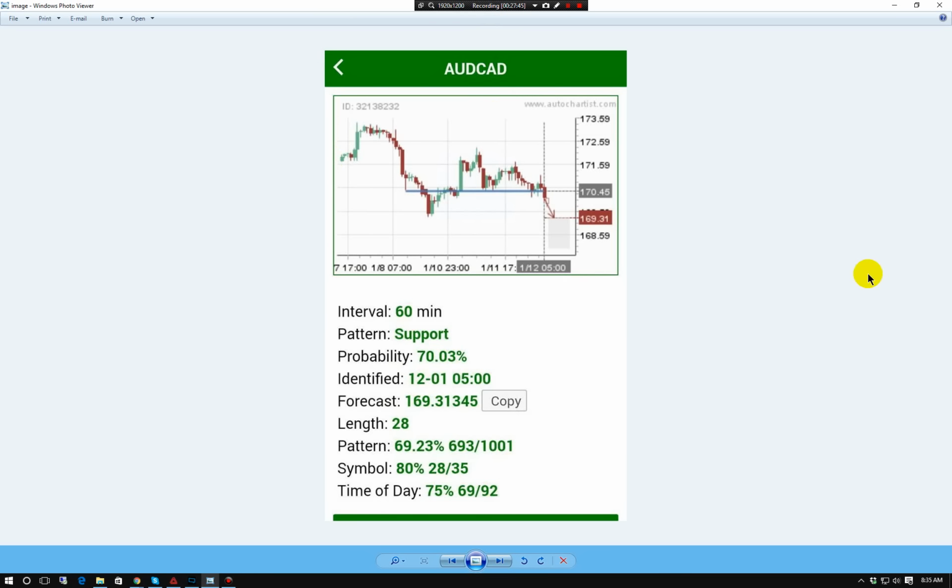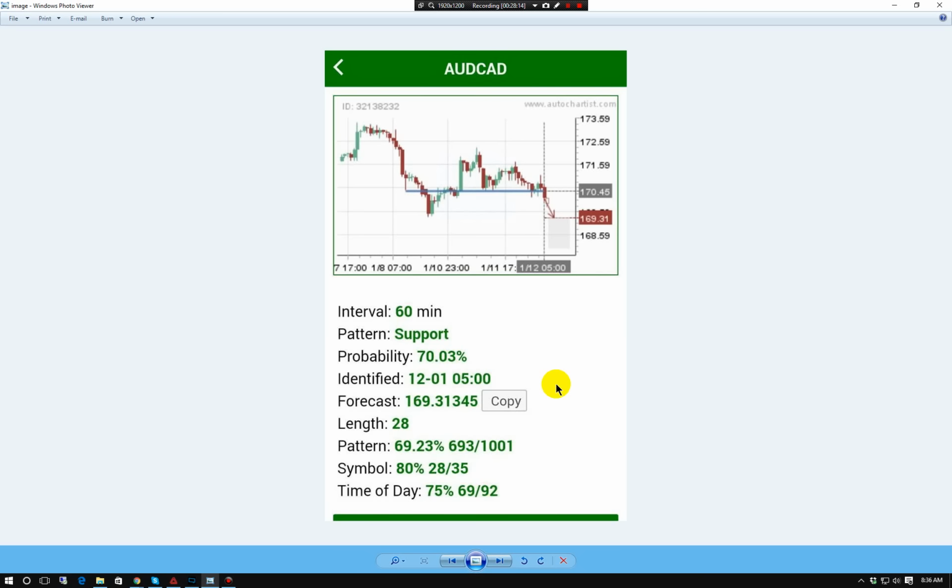I like the way they finally put it all together here, because you have the chart. It tells you what had happened. It's a support pattern, meaning a support was broken, and they think price is going to move down. And here's what I like. The probability is 70.3%. It gives you a lot of the statistics. The time of day of this pattern fulfilling itself is 75%. Based off of the symbol, it's 80%. So you get all the statistics you want to help you make a decision on it.